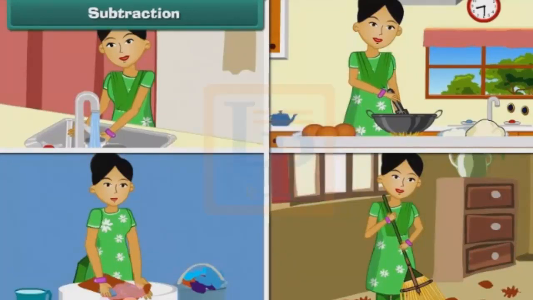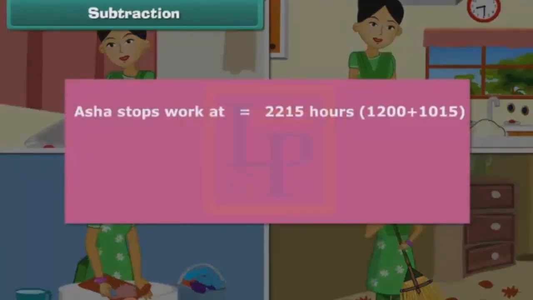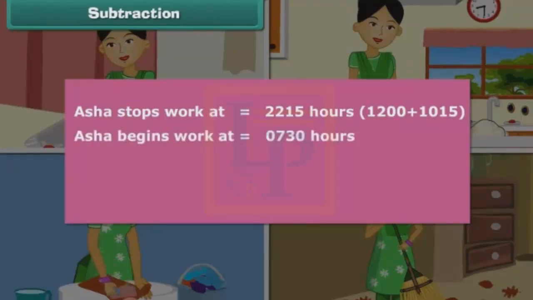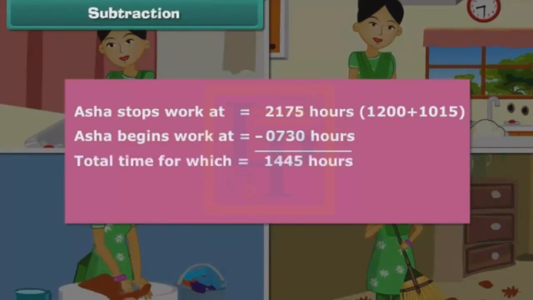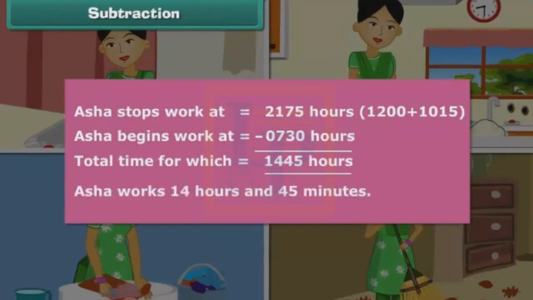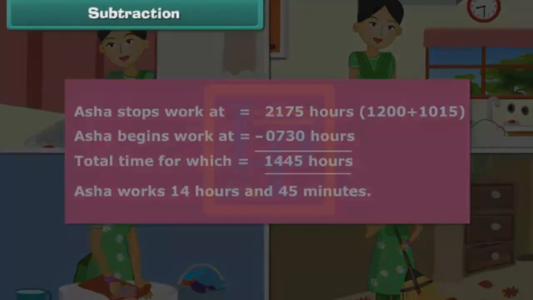We first express the times according to the 24-hour clock. Asha stops work at 22:15 hours, that is 1200 plus 1015. Asha begins work at 0730 hours. We cannot subtract 30 from 15, so we borrow an hour. We add 60 minutes and subtract 1 from hours. Let us subtract now. Therefore, Asha works 14 hours and 45 minutes.